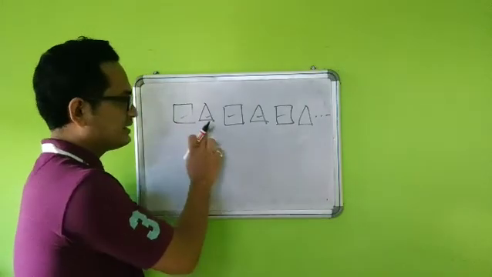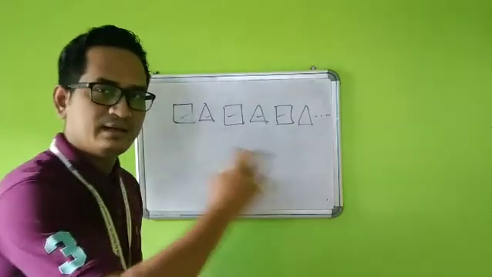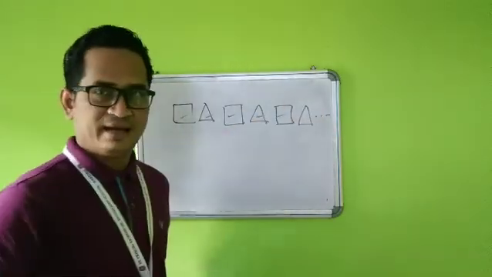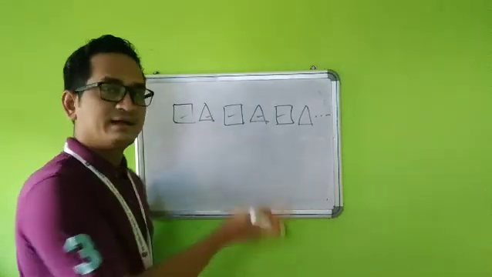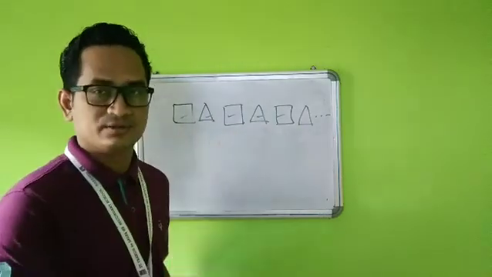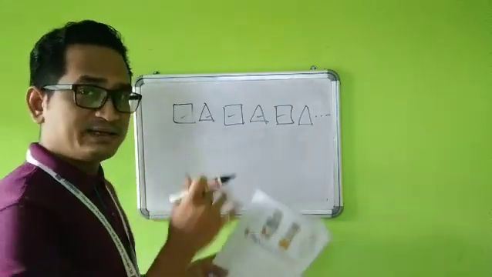And after every square a triangle is repeated, after a square again a triangle, then again a square, then a triangle. So it's a continuous arrangement of shapes, and it follows a particular rule. Rule means what? After a square, a triangle is coming, after a square, a triangle is coming. So that is the main definition they are giving here of what a pattern is.